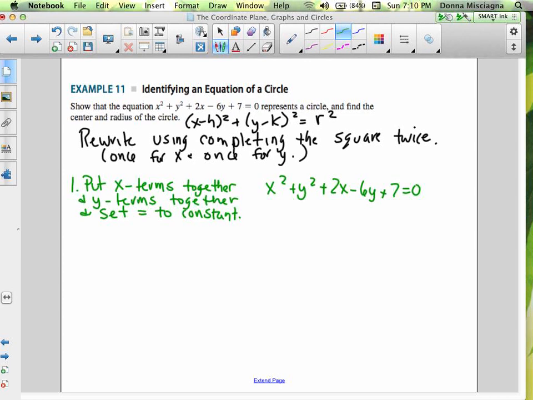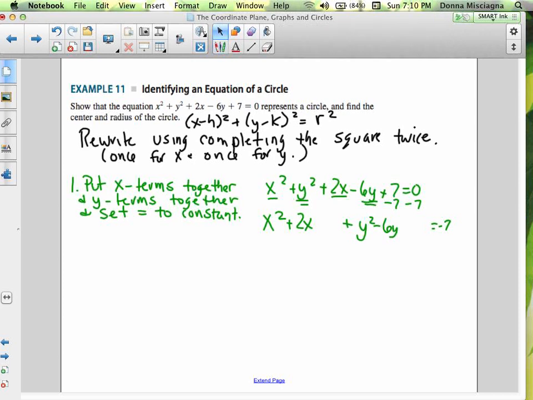So in other words, I'm going to just switch the order so that the 2x is next to the x squared, and the negative 6y is next to the y squared, and then we'll subtract 7 from both sides so that the constant is on the other side. So we have x squared plus 2x. I'm going to leave a space, right, because that'll save me a step. Plus y squared minus 6y, I'm going to leave another space, equals negative 7. And I don't have a whole lot of space there, so I'm going to just move this over just a tad, or I'm going to run out of space on the other side. All right, so that's our first step.